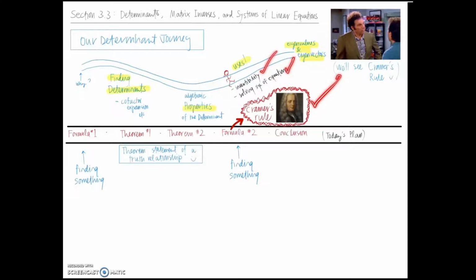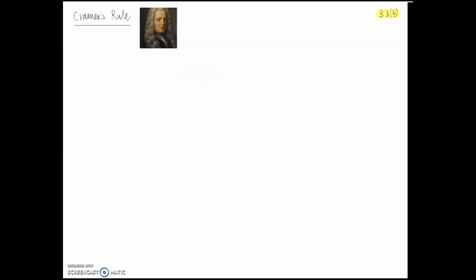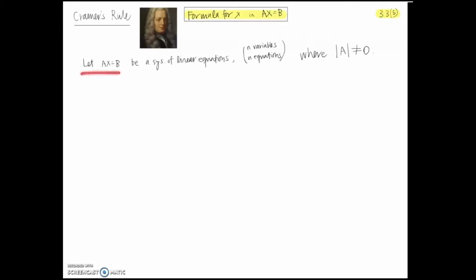Let's do this last little guy right here, Cramer's rule. And what this is going to do is tell us how to find the solution of a system of equations. And so Cramer's rule will give us a formula for x in the matrix equation Ax equals b. So here's the setup. Let Ax equal b be a system of linear equations. It has to be an n by n system where the determinant is non-zero.